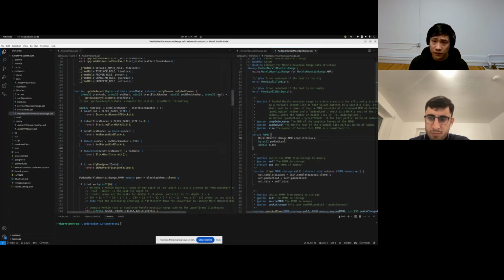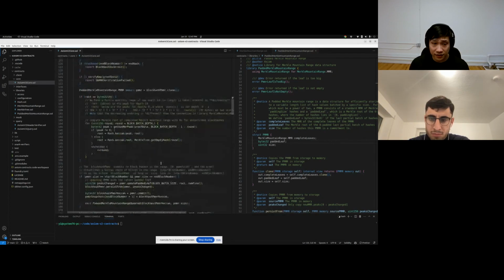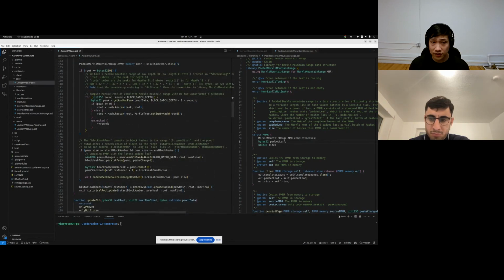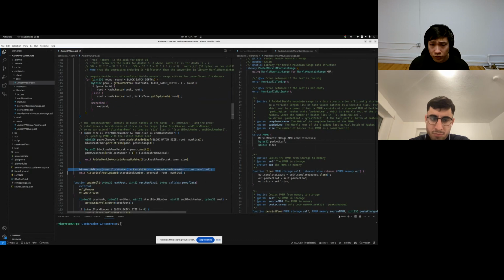On the other hand, if the root is still a zero padded Merkle root with non-trivial zero padding, then it means we just need to update this padded leaf. So the rest of this function just implements that logic to actually update our Merkle mountain range. And so once we do that, we update the historical roots with the roots that we just received. And we also update the block hash PMMR and the snapshot of the block hash PMMR.